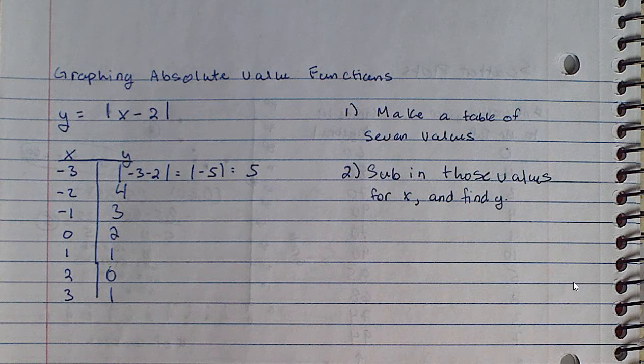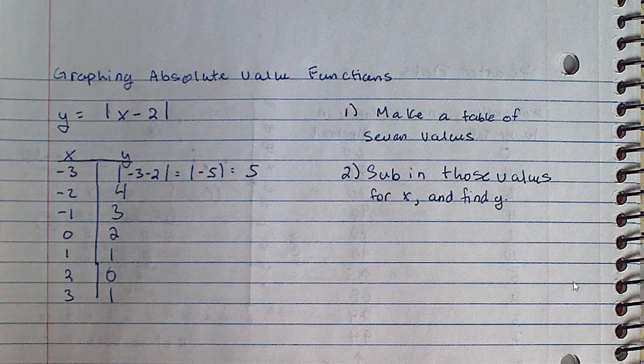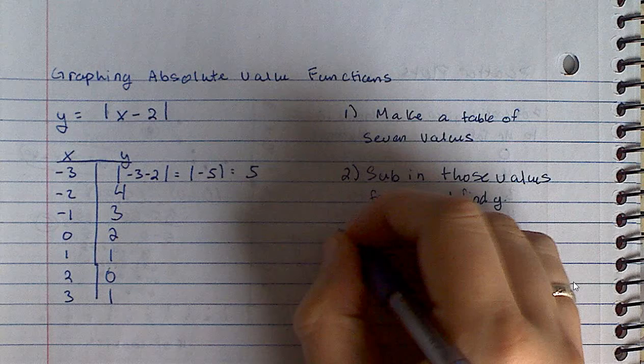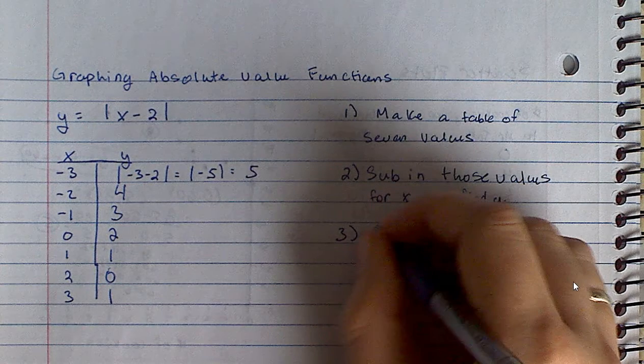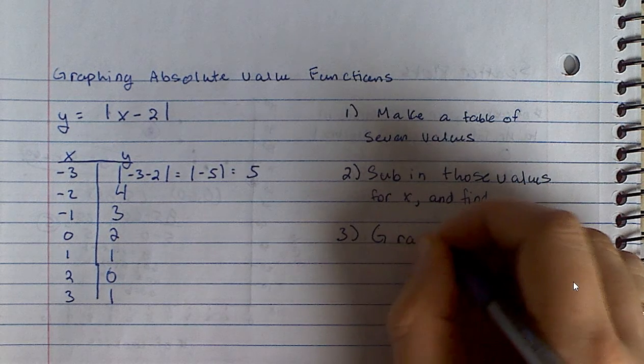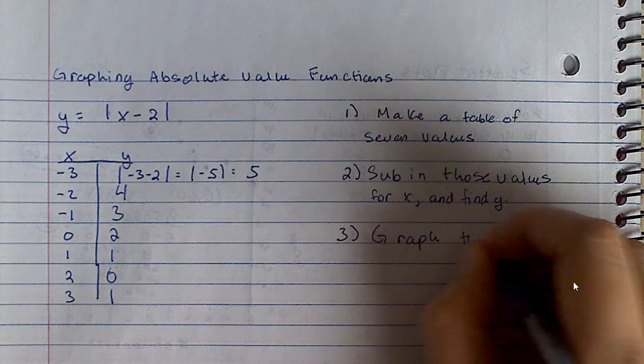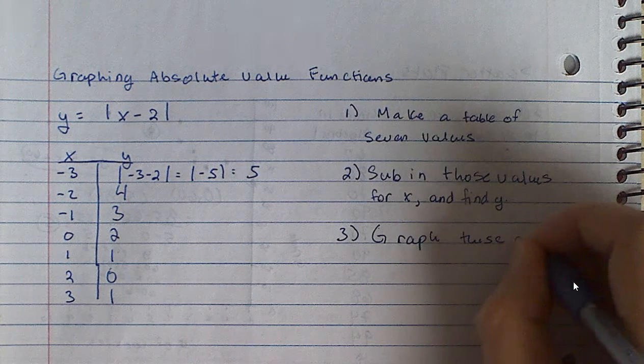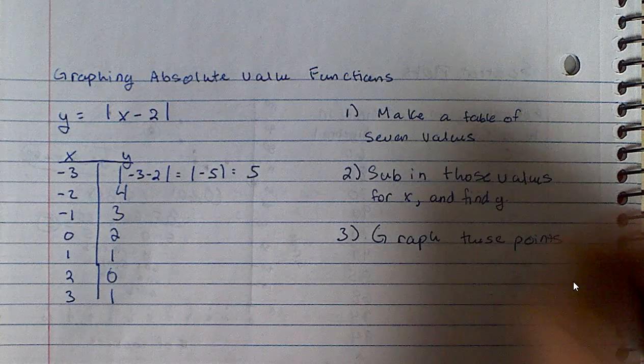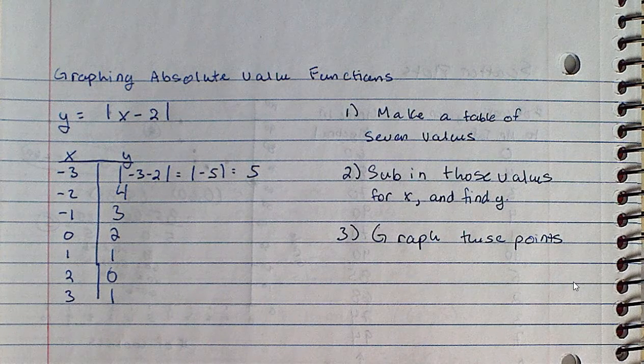All right. So now, step number 3 would be that we would graph these points. And when you graph these, you're going to end up with this kind of check mark looking thing, and I'll show you exactly what I mean by that.